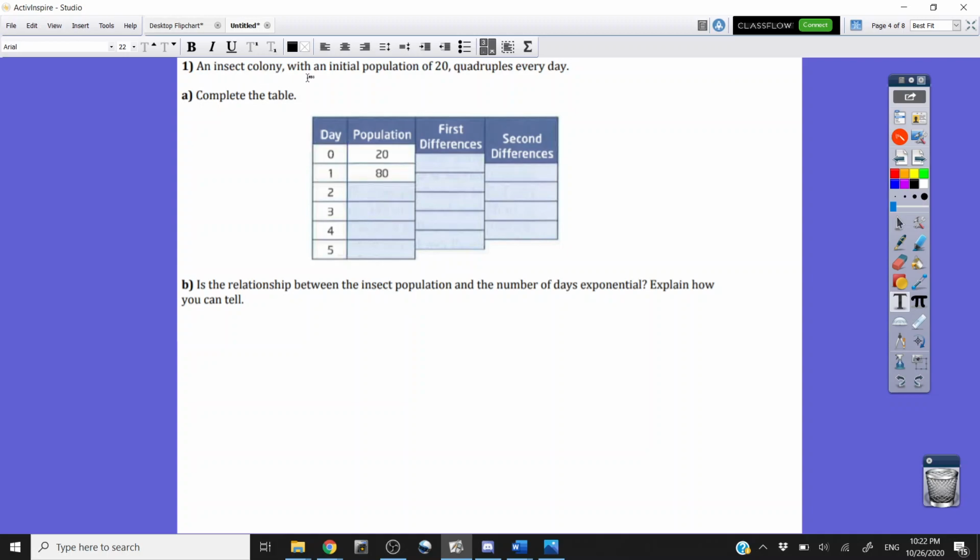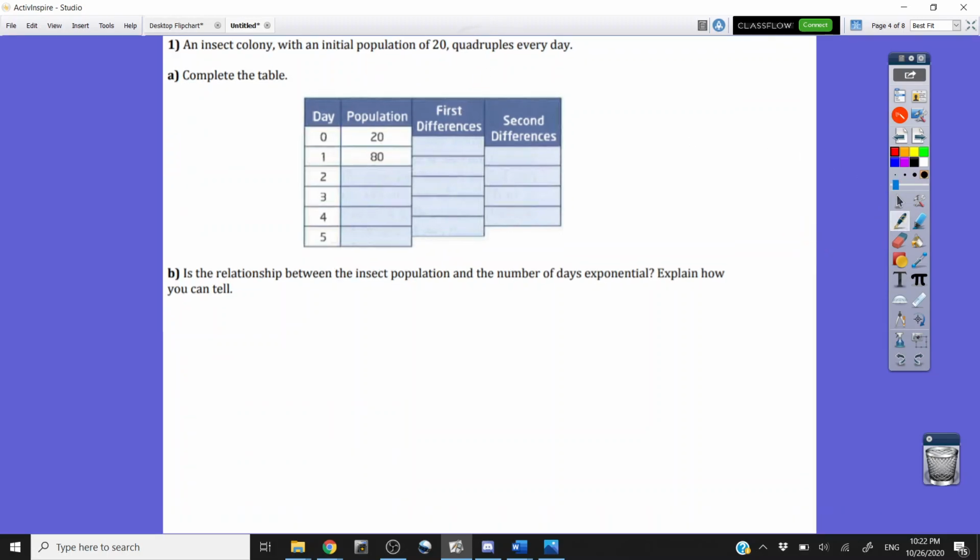So we've got an insect colony with initial population of 20, and they quadruple every day. So quadruple means multiply by 4. Quadruple is times 4. So if we multiply by 4, you can see 20 times 4 gives us 80. Great. Then 80 will multiply by 4 again. 80 times 4 is 320, and then multiply by 4, multiply by 4, multiply by 4. You can do that. So pause the video and do it.